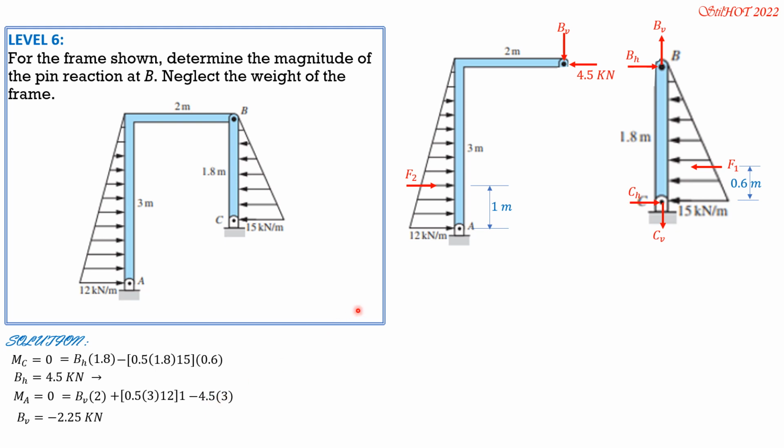Finally, we can now compute the pin reaction at B, square root of 4.5 squared plus 2.25 squared. The sign does not matter because we are just required to compute the magnitude of the pin reaction at B. So the pin reaction at B, RB, is equal to 5.031 kilonewtons.